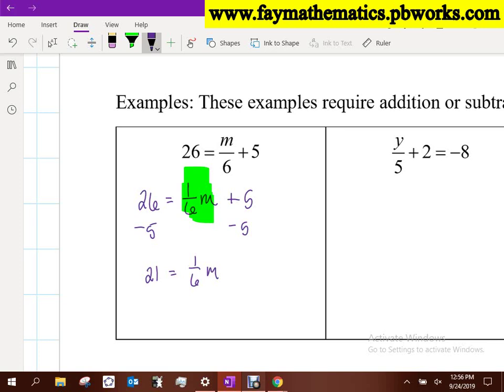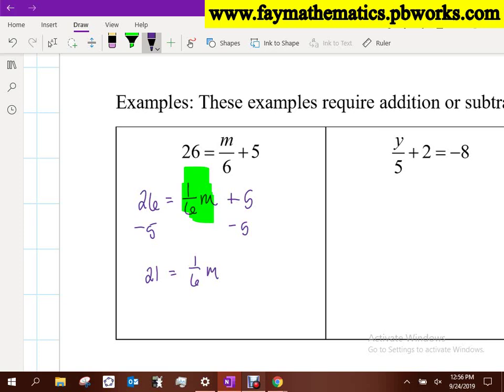Now, people see the 21 equals 1/6 m, and they think, okay, 1 over 6 times m. Well, those two things are stuck together through multiplication, and I agree 100% with you that they are. And they say, well, let's undo multiplication with division and divide both sides by 1/6. Absolutely correct. It works. But whenever you divide by a fraction, the actual math you go through to do that is you multiply by the reciprocal. So let's just do that at the onset.